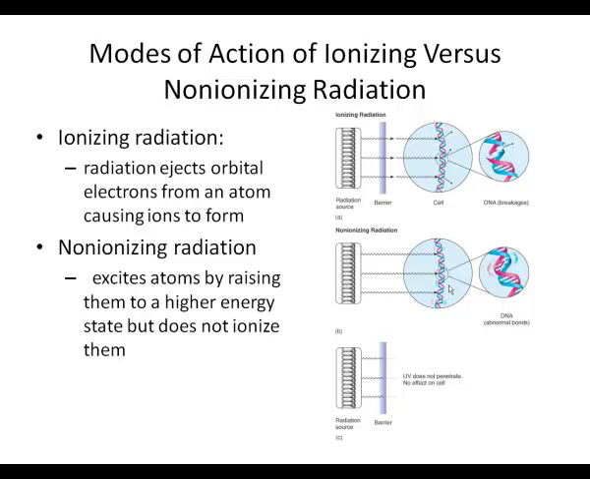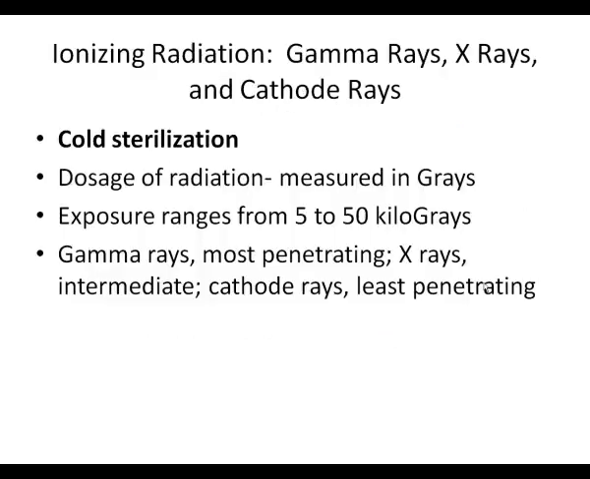Non-ionizing radiation is like UV light, and essentially what happens here is the atoms don't form ions, but what they do is they are raised to a higher energy level. When they are raised to this higher energy level, they are going to then cause some formation of bases within the DNA that doesn't allow for adequate or accurate DNA replication. There are abnormal bonds in the DNA.